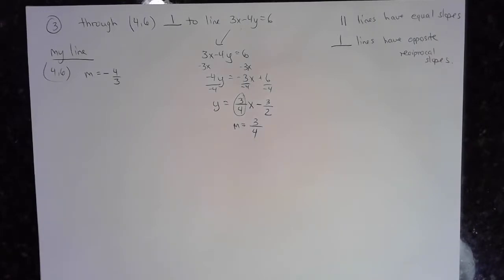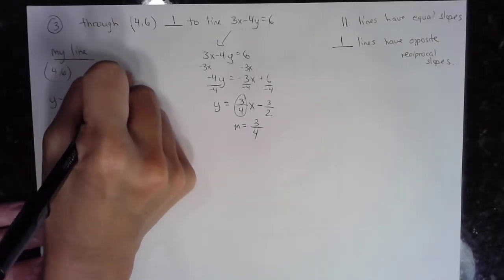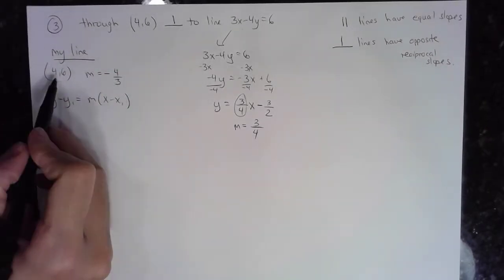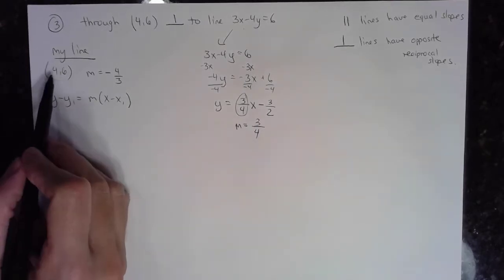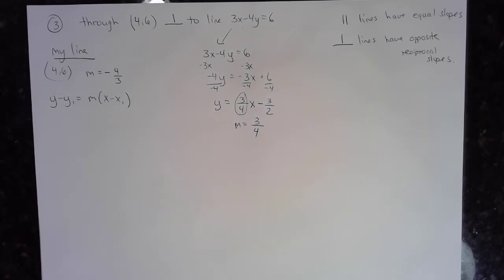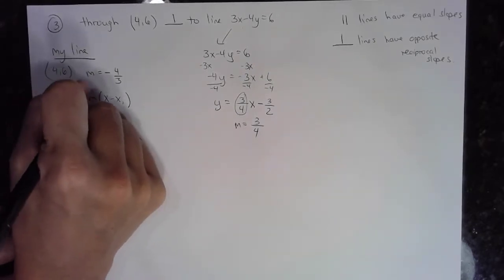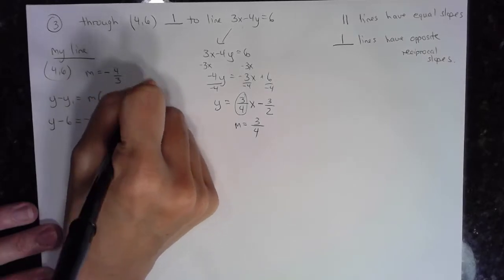And now I'm back to where I was before, where I have a random point and the slope of my line. And I can go ahead and write the equation. I'm going to start with y minus y1 is m times x minus x1, because this is not a special point. It's not a y-intercept. So it's just an x-coordinate and a y-coordinate. So I'm going to go through point slope form first. Y minus the y-coordinate is equal to m times x minus the x-coordinate.